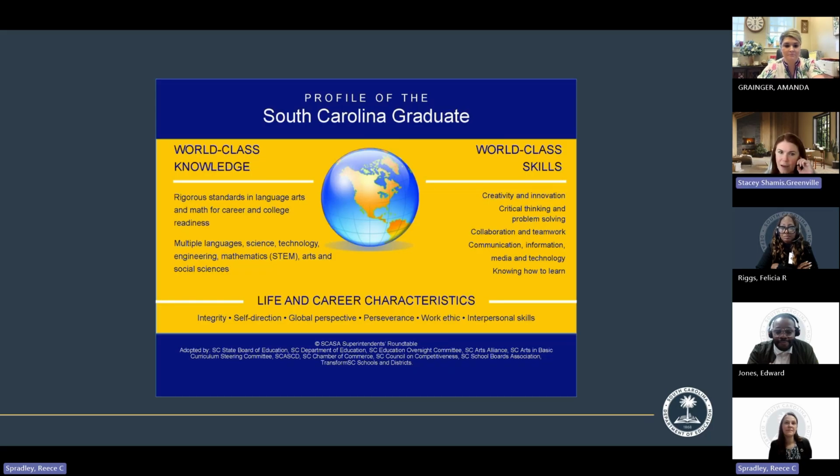Reese, when I look at the life and career characteristics where it talks about a global perspective, that would be one of the things that I think is a strong alignment to social studies. Yes, so global perspective is a big one. And we also have social sciences here under world-class knowledge, and also all the different things that we're doing in our classroom promote creativity, critical thinking, problem solving, and communication. So really all of these things fall under the social studies umbrella, or the social studies falls under all of these things as well.